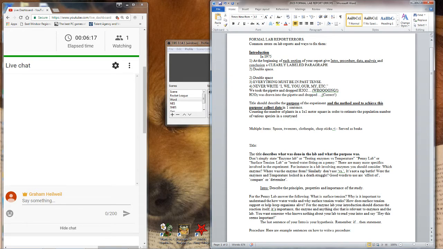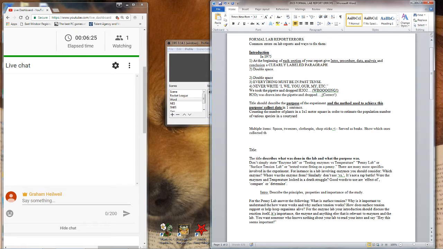And what was the purpose of our lab? Well, they served as beaks, right? Because we wanted to show which ones collected the most items, right? And the items act as food substitutes. Items were food substitutes. Did I just spell out substitutes? There we go. Okay, good.